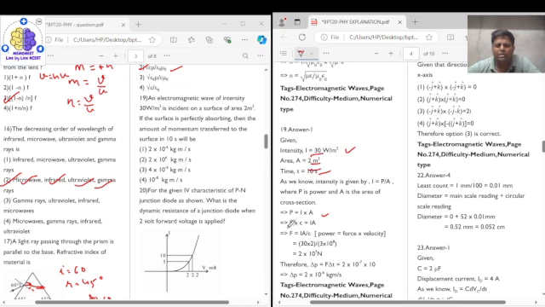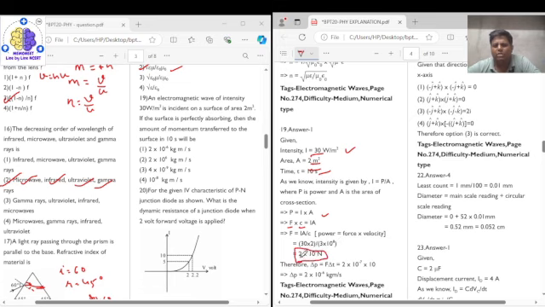And power is given as force into velocity. So finally we get force is equal to I into A upon C. So I, that is intensity, into area is 30 into 2, upon C, which is 3 into 10 to the power of 8. Solving this we get force as 2 into 10 to the power of minus 7 Newton. So we have this as force.